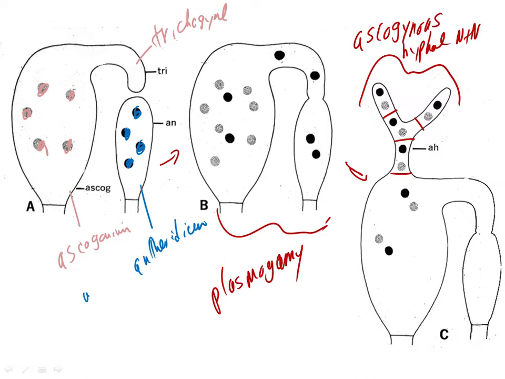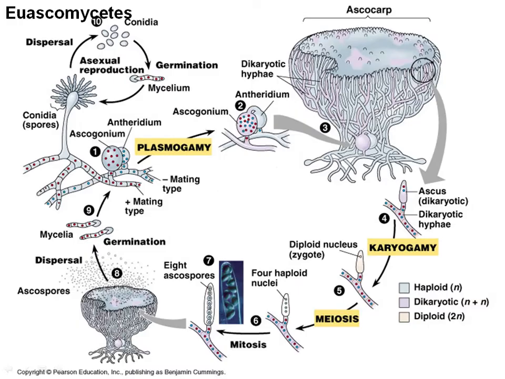So these ascogenous hyphae now are gonna grow out and they're gonna eventually form the asci. So here's where we are. We've gotten plasmogamy to take place, and we want to find the asci. Now the asci are going to occur. They're not shown really well in this diagram, but there are going to be hyphae that come out of the ascogonium, and here they are. We can follow them up. These are the dikaryotic hyphae. I'm drawing in red here. And so the asci are going to be on the tips of those.